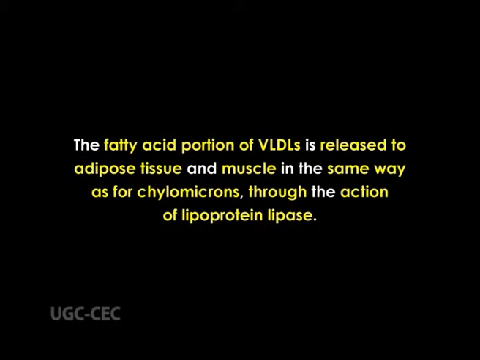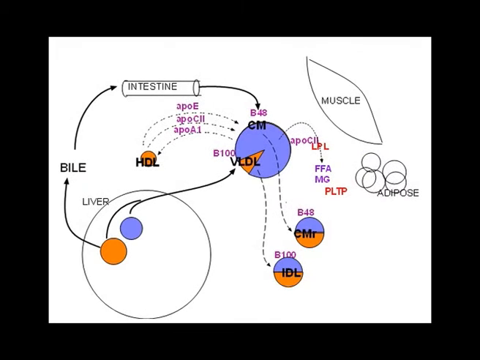The fatty acid portion of VLDLs is released to adipose tissue and muscle in the same way as for chylomicrons, through the action of lipoprotein lipase. The action of lipoprotein lipase, coupled to a loss of certain apoproteins, the ApoCs, converts VLDLs to intermediate density lipoproteins, also termed VLDL remnants.